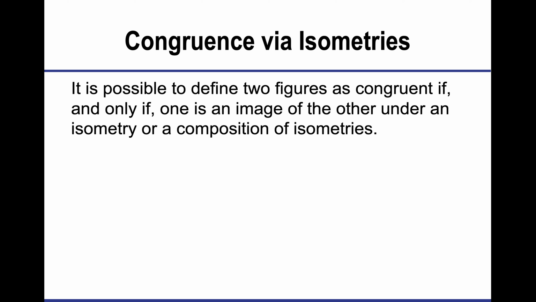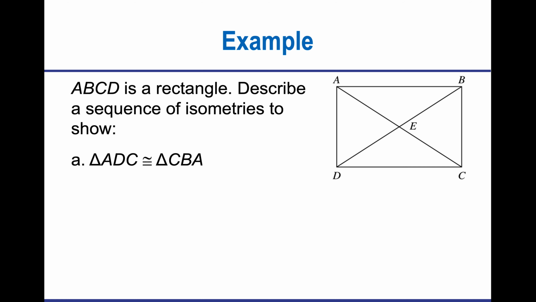Now, if I'm looking at congruence with isometries based on what I've looked at, is it possible to have two figures that are congruent if and only if one is an image of the other under an isometry? So the answer is yes. If I'm looking at this rectangle and I want to describe some sequences that are going to map triangle ADC to triangle CBA, I want to describe it as a mapping process.